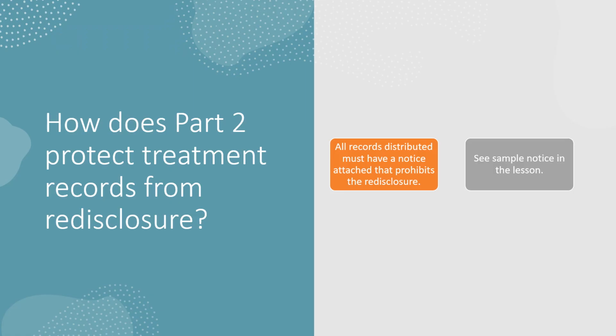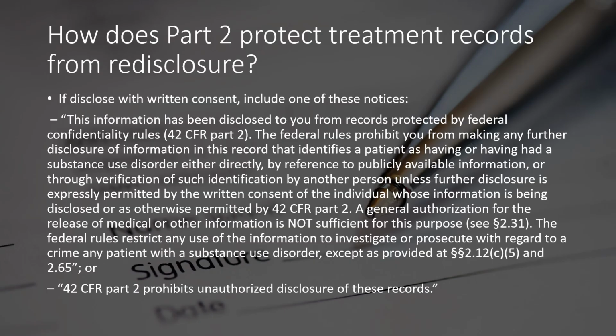So when Part 2 records are shared with the patient's consent, the records need to be accompanied by a notice that prohibits redisclosure so that the recipient knows that they can't redisclose that information except as permitted by Part 2. So I've included a sample notice prohibiting redisclosure in the lesson. So if you do disclose with the written consent, like I said, you need to include the notice.